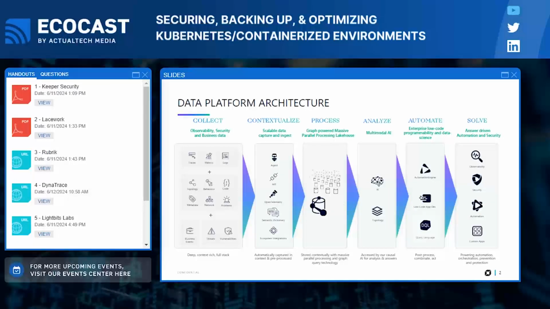All of those data points that we're collecting are used to create a real-time topology model, which is then fed into our proprietary AI, Davis, which then identifies performance baselines of your application stack.